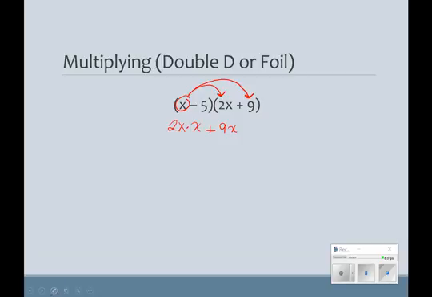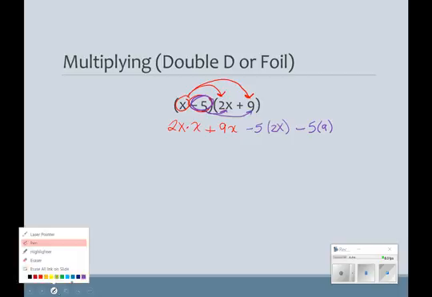And then I'm going to take my 5, and I'm going to use the negative part of it. Here, negative, and I'm going to distribute it to the 2x and to the 9. So negative 5 times 2x minus 5 times 9. And then I'm going to put it all together by multiplying. It's actually doing the multiplication.